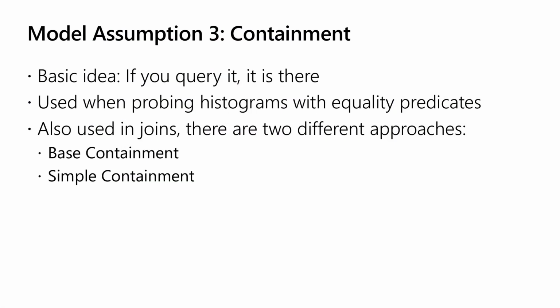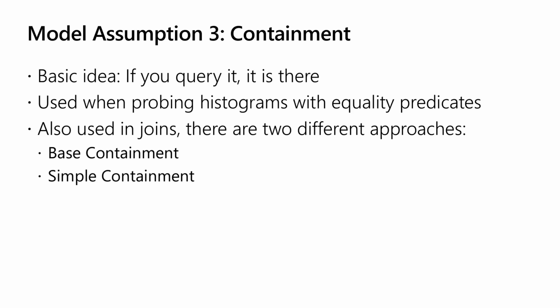The third model assumption to talk about is containment. The basic idea is that users query for data that exists. So, for example, when we're probing histograms where we have an equality predicate, we assume that something is going to match that equality predicate from within the histogram, even if it's not actually there. Remember, our histograms are just statistical abstractions of the data and don't have every data point represented.